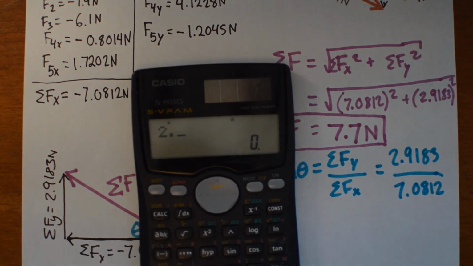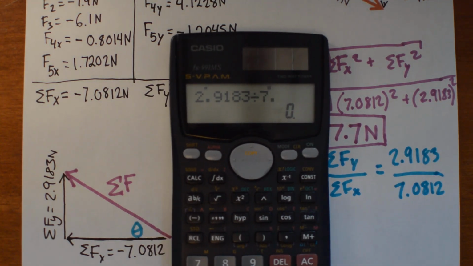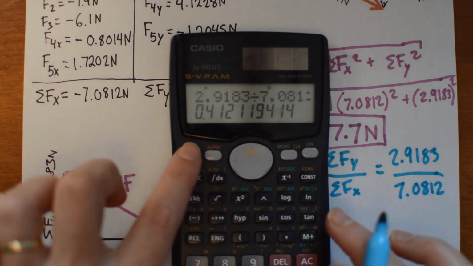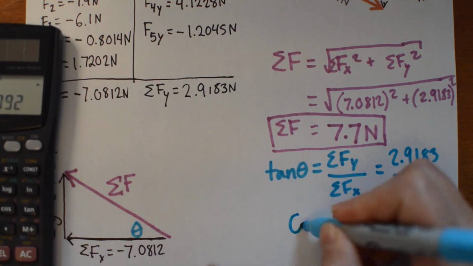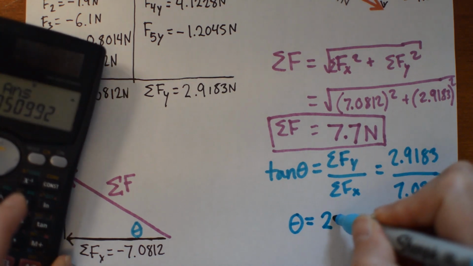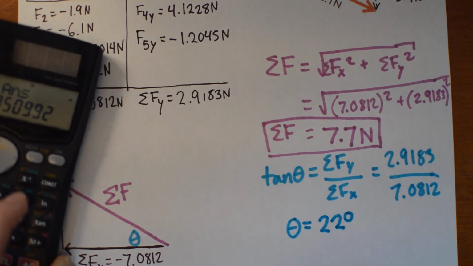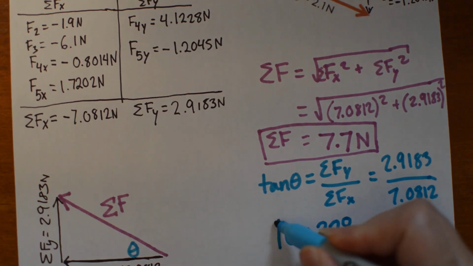So I get the 2.9183 divided by 7.0812. And then I'm going to inverse tan that to get theta out, and I get that theta is going to be 22 degrees. All right, that is my angle.